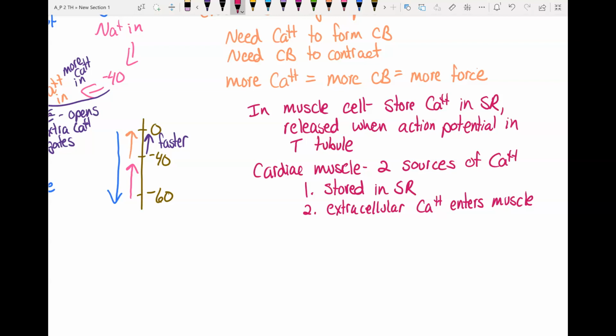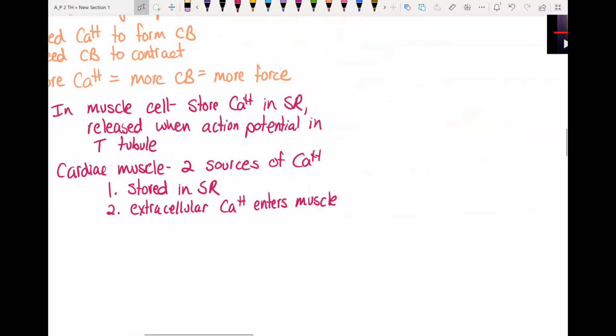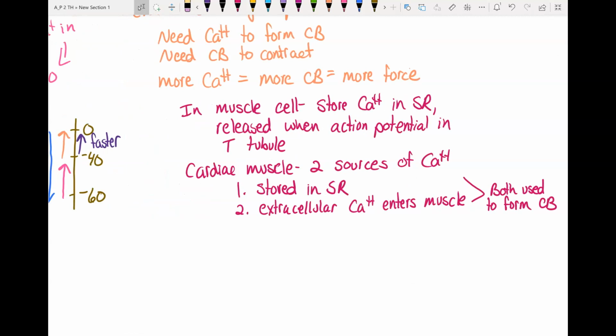Both of these calciums will be used to form cross bridges. The amount that comes from the sarcoplasmic reticulum is a set amount. You can't alter that. But you can control how much comes in from extracellular. So this is where sympathetic comes in. Sympathetic increases this one.